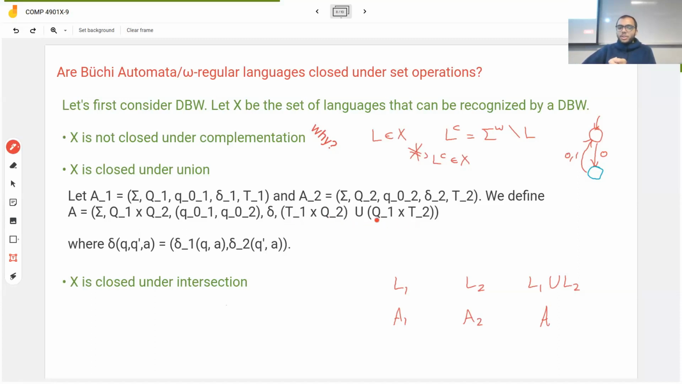And then also Q1, which is like all the states in the first automaton times the accepting states in the second automaton. Yeah. So this is the same intuition he said, which is like we have a matrix, and if a row is accepting or a column is accepting, everything in it is accepting.